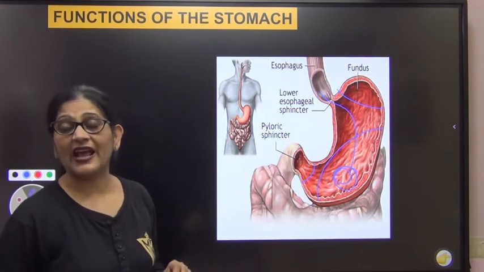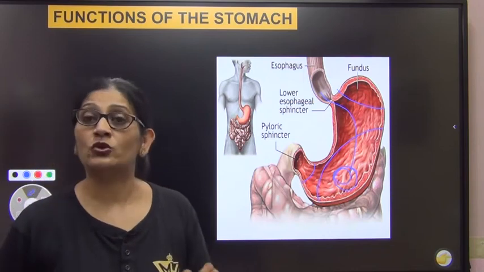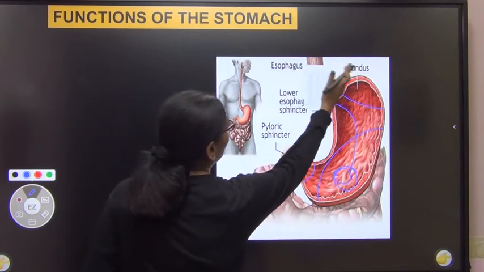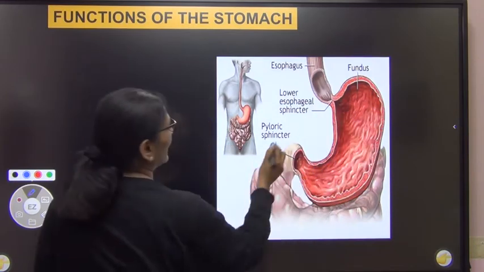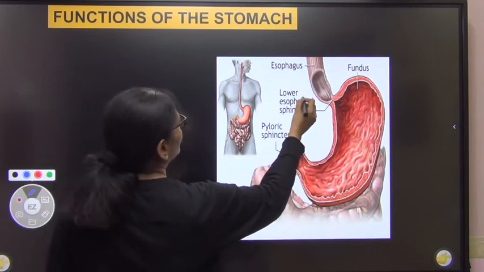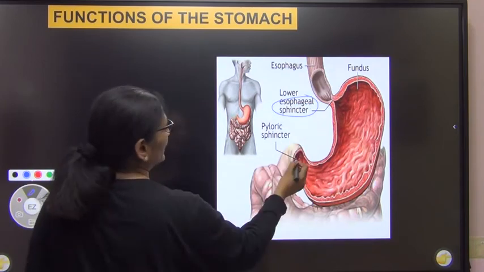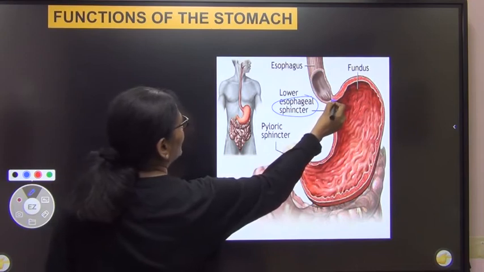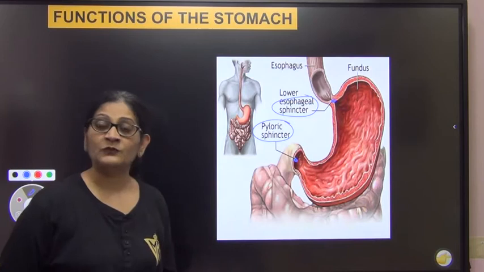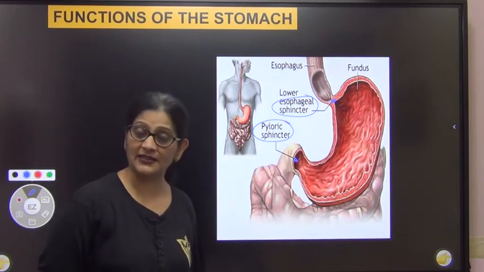The word sphincter has been mentioned in your NCERT, so that is a very, very important question. Now what is sphincter? You must have noticed that in my diagram I am showing two sphincters. One I have labeled as the esophageal sphincter, and this one I have labeled as the pyloric sphincter. First you must understand what a sphincter is.